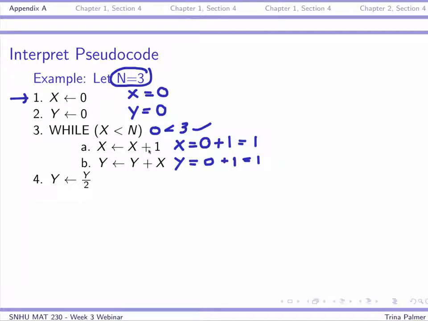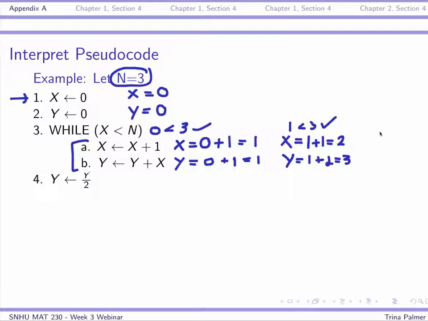I'm in a loop right now, so this A-B part is a loop, so I'm going to loop back up. Now I check again, is my x less than n? My x is 1. It is less than 3. So I'm going to repeat these steps. In my storage spot for x, it's the previous x value plus 1, so I get 2. And my y storage spot is my previous y, which is 1, plus my most recent x value, 2. So I get 3.